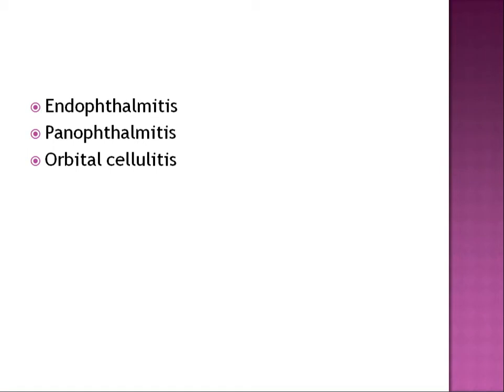Why are these three important? These are vision-threatening complications wherein you see red eye, so you have to be aware of these particular conditions. One is endophthalmitis, wherein the cavities are involved, that is the anterior chamber and vitreous cavity. When this infection crosses the cavities and enters the scleral tissue, extending outside of the cavities, then you call it panophthalmitis.